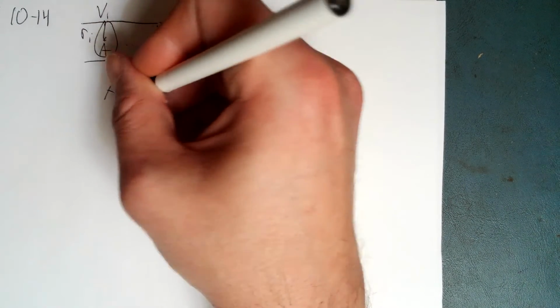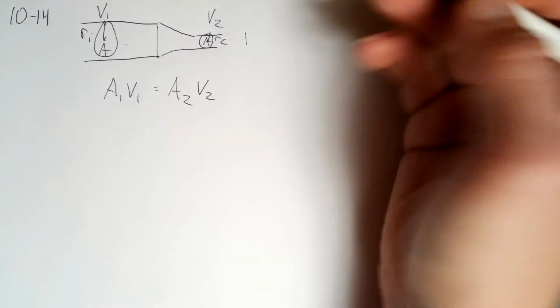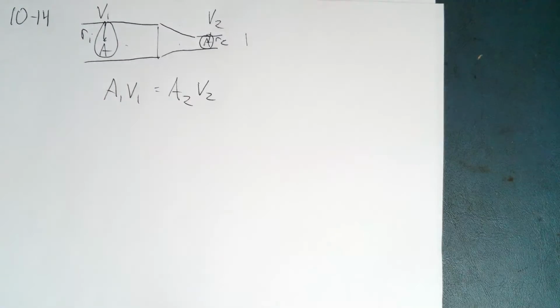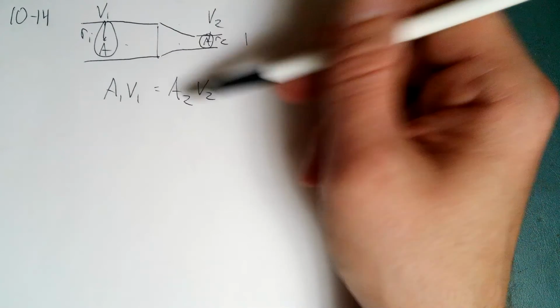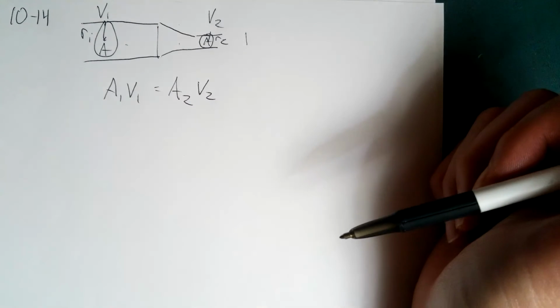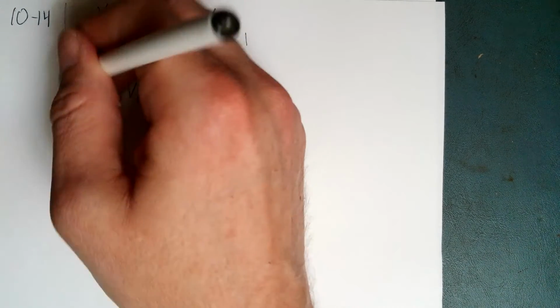And it's pretty straightforward: A1 V1 equals A2 V2. So for any problem where the diameter of a pipe is changing, you'll have three of these and calculate for a change in speed. Okay, but for this last one, this is not 1014.